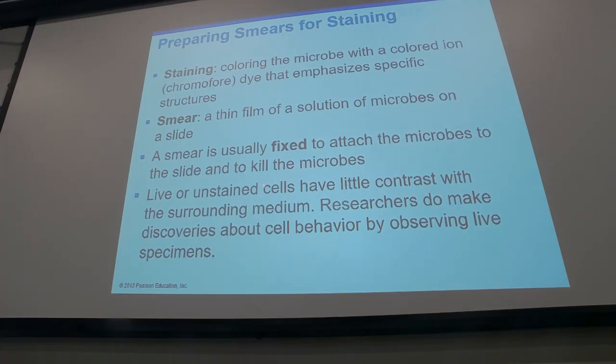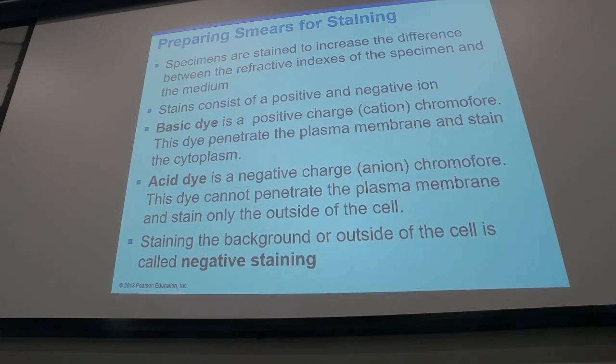Live or unstained cells have little contrast with the surrounding medium, so that's why you have to use these dyes. So you have positively and negatively charged ions in these dyes. These dyes are made of positive or negative charges with these ions that make the dye.